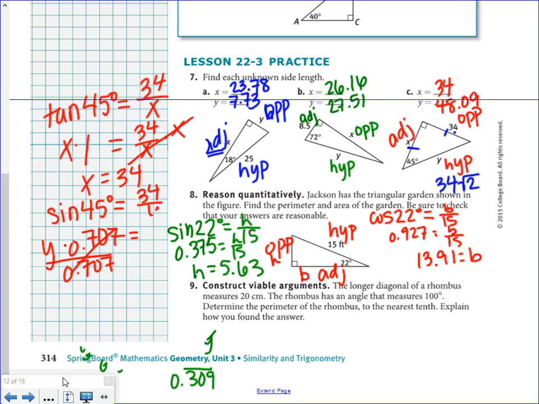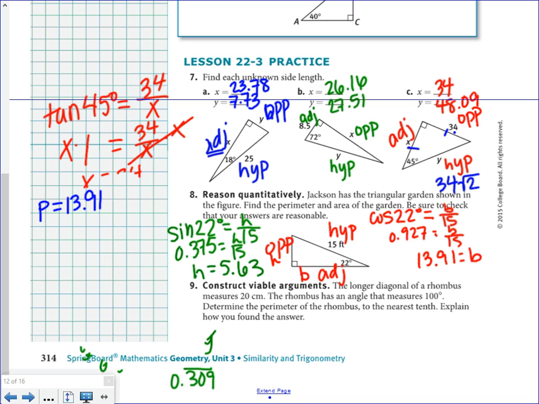So perimeter is just going to be add your 3 sides together. So let's look. Your 3 sides are your base, which we found to be 13.91, your height, which is 5.63, and then the hypotenuse, which they already gave you. So if we add those together, you should get approximately 34.54 feet. So that would be your perimeter.